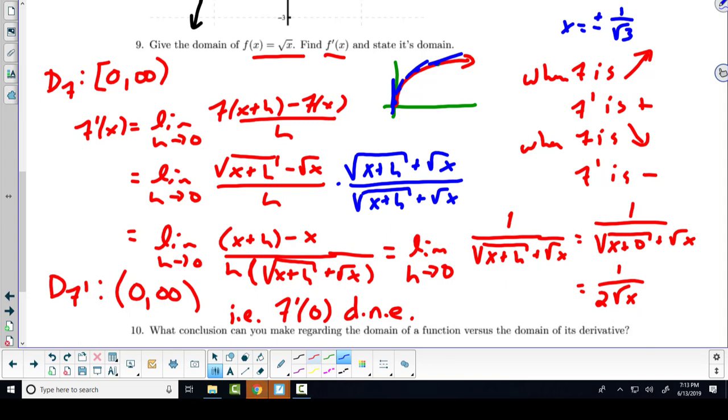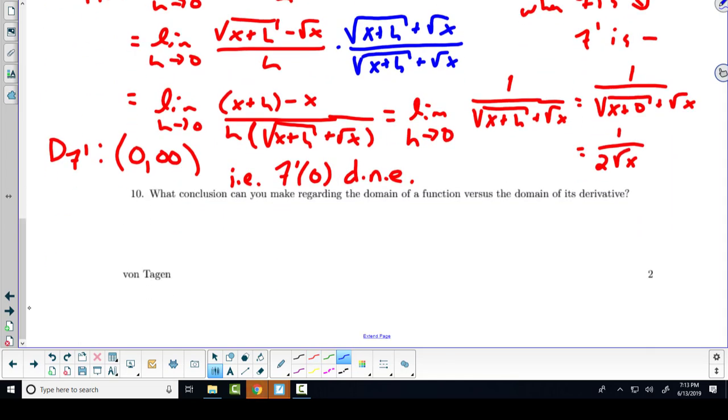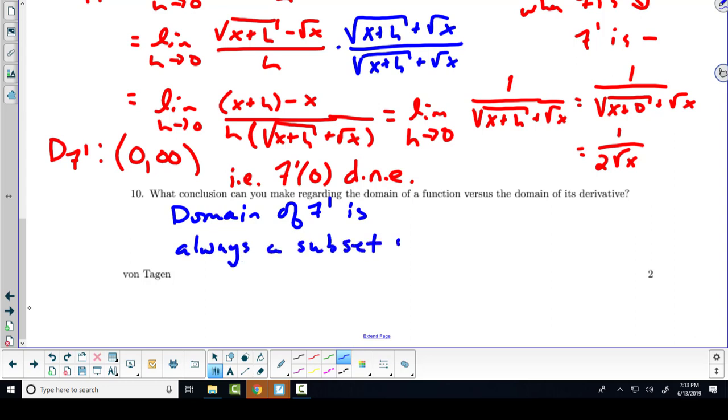All right, so what conclusion can we make from this? I think we could say that the domain of f prime is always a subset of the domain of f. Okay. Now, in some cases, that subset will be the same set, meaning the derivative will always be defined on the same set or a smaller set than the original function. That's what I'm saying there.